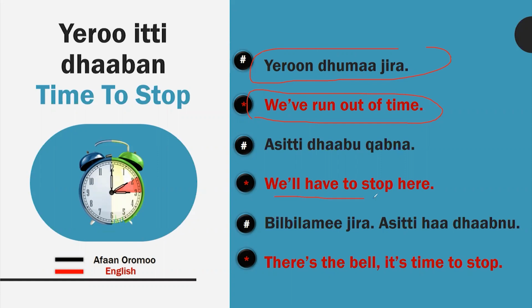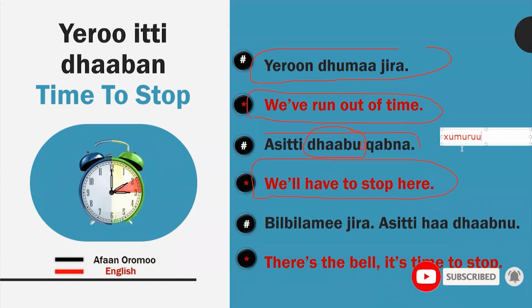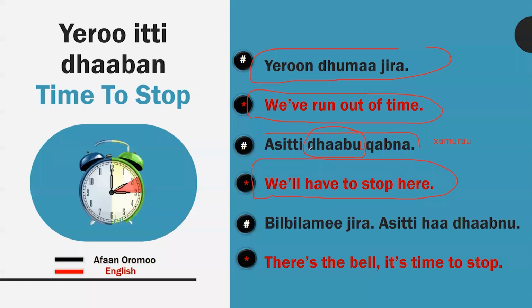The next one is we will have to stop here. We will have to stop here means asitti dhaabuu dhabna. Asitti dhaabuu, we need to add the word asitti here. Asitti dhaabuu dhabna. Asitti xumuruu dhabna, like that. You can substitute this with another word in Afaan Oromoo called xumuruu. Xumuruu has the same conceptual meaning as dhaabuu, okay? Asitti xumuruu dhabna or asitti dhaabuu qabna means we will have to stop here in English.